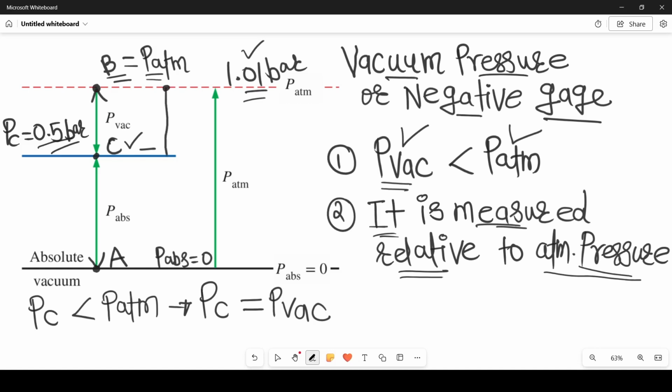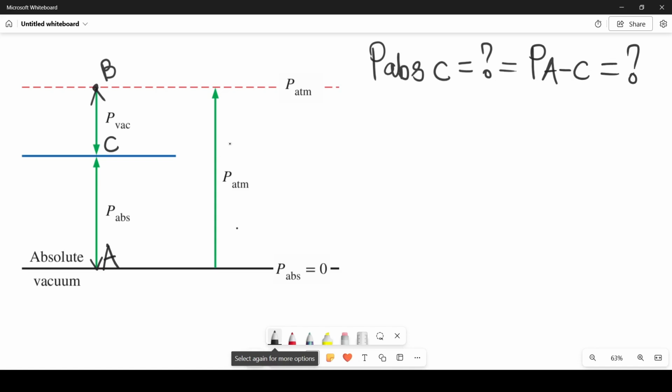The pressure at point C is 0.5 bar below the atmospheric pressure. So this is being measured from point B. So the next question is, what is the absolute pressure at point C? So the absolute pressure is always measured from the zero absolute pressure axis. So it is from the point A. So from point A to point C, we will get the absolute pressure at point C.